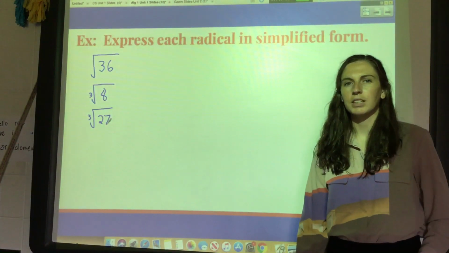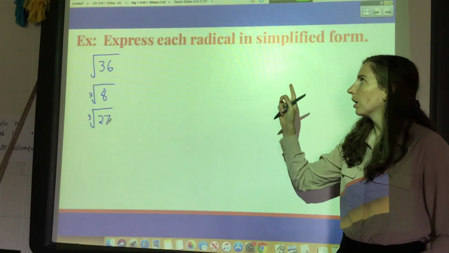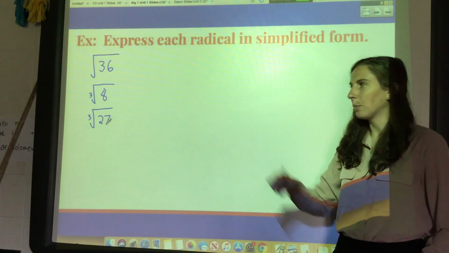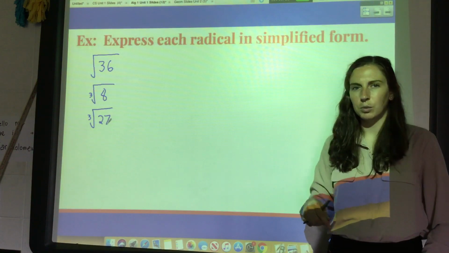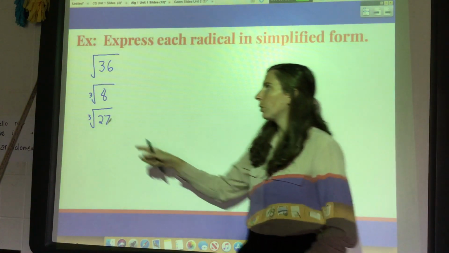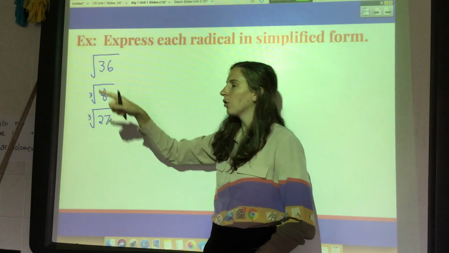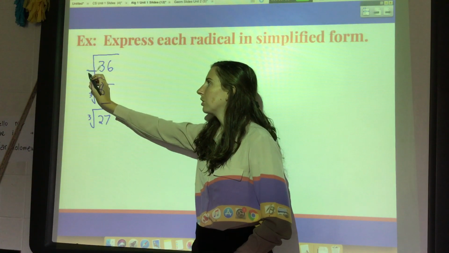So in the last video we talked about the product and quotient rule for radicals. Today we're going to talk about breaking down radicals as much as you can. Before we do, I wanted to do a quick little review about what radicals even mean. So when we have this right here, remember if there's no index written, it's understood to be a 2.